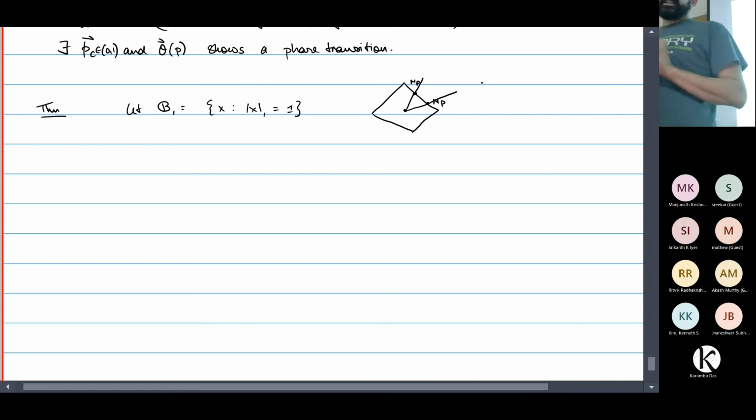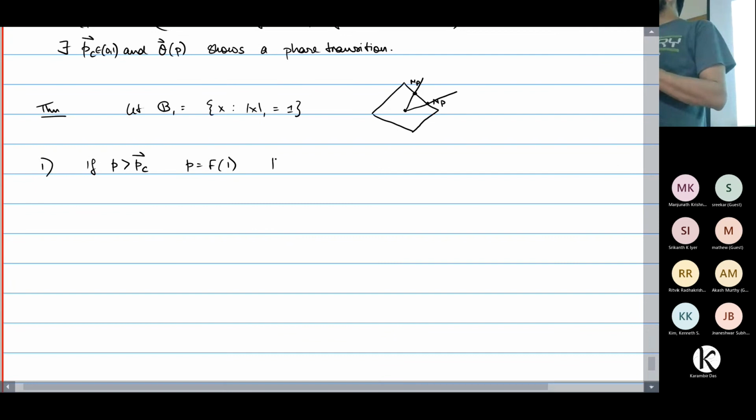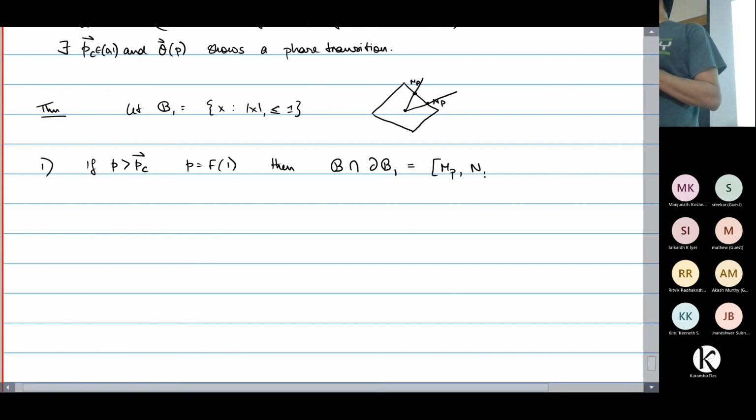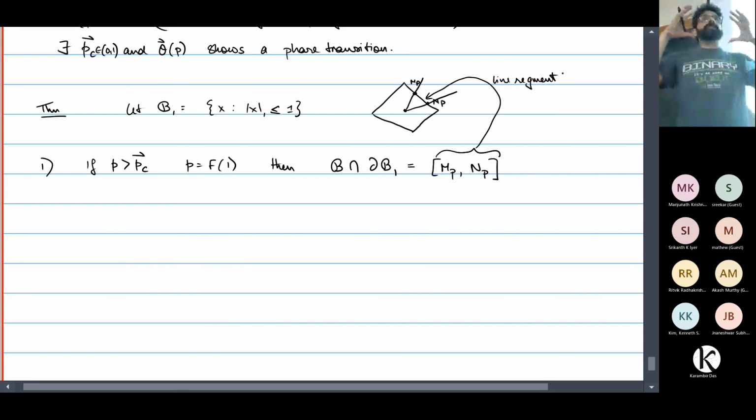And then the result says that if P bigger than PC, where P was equal to F of one, the atom one percolates, then B, my limit shape, intersection, let me write it this way, it's 1 to infinity. And then this intersection is equal to, using this terrible notation, this line segment between MP and NP. Okay. So now this partially shows that this L1-like structure appears in my simulation. It proves that it appears for a certain class of measures.